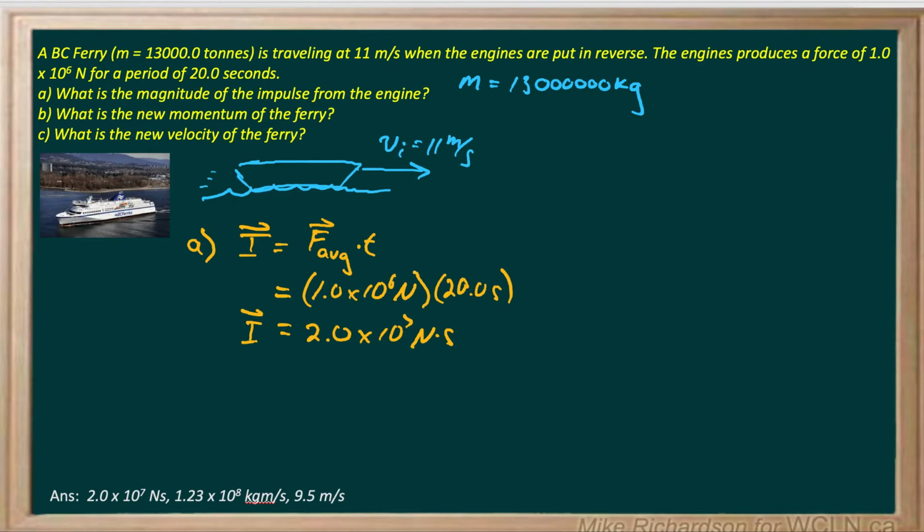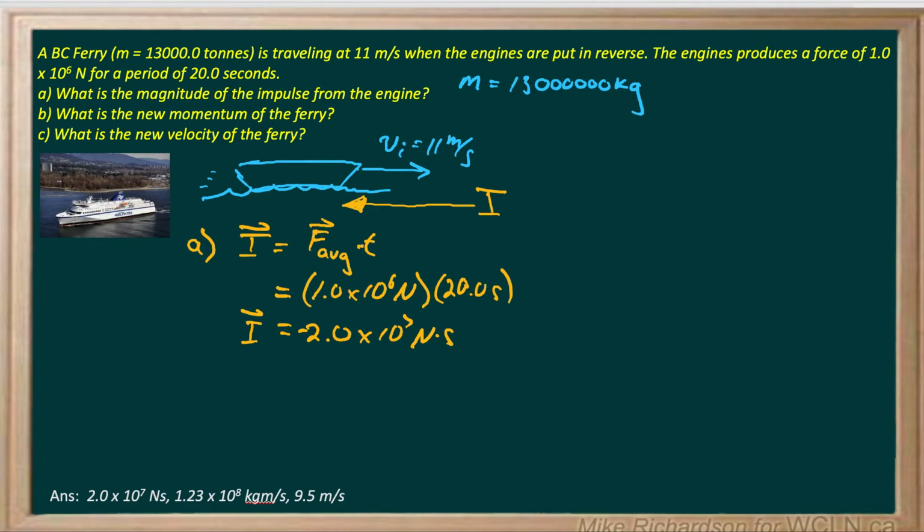Well, the engines are put in reverse, so it's causing the ferry to slow down, and an impulse is in the same direction as your force. So please remember that your impulse in this question is causing the ferry to slow down, so it's actually directed that way, to the left. So my impulse should technically be negative, the way I've drawn my picture. My impulse is to the left when it acts on that.